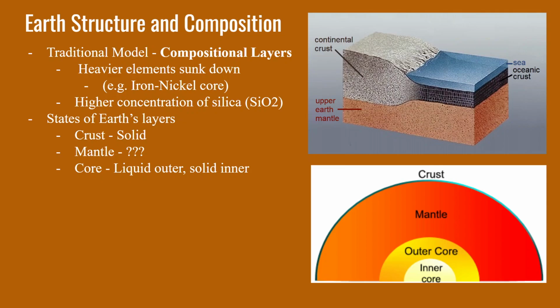And the idea is that with this model, when the Earth was very young, heavier elements sunk down to the center of the Earth, thinking like nickel and iron, forming the core, which is solid in the inner core due to pressure and liquid in the outer core, but both compositionally they're relatively the same. They're nickel and iron.